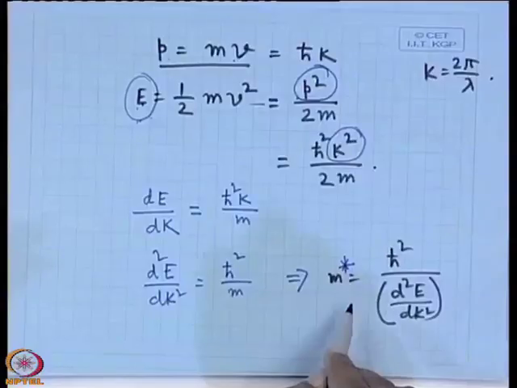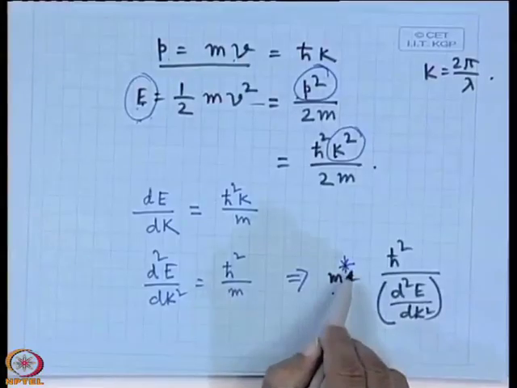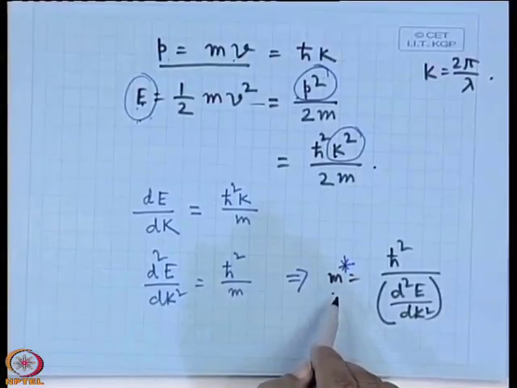What is the rest mass of electron? Yes, 9 into 10 to the minus 31 kg. So, that is not this mass. To differentiate between that mass, 9 into 10 to the minus 31 kg, and this thing, a star is given at the top of m. So, basically this is the effective mass, and this effective mass is directly related to the curvature. That is also a unique thing for semiconductor.